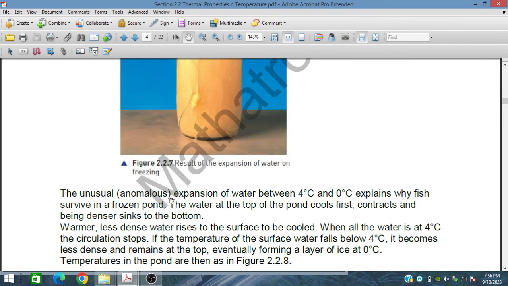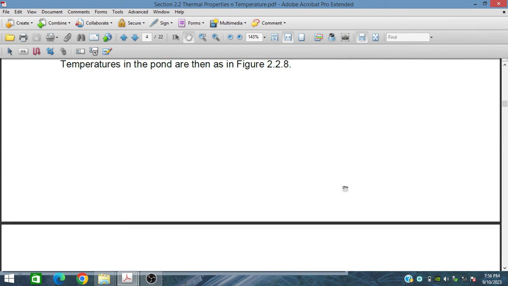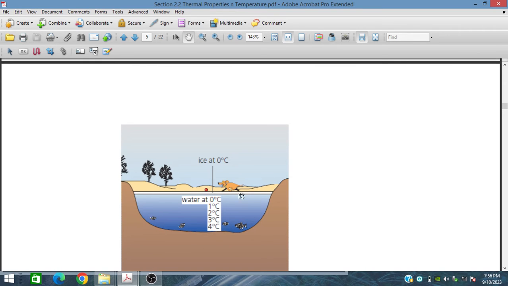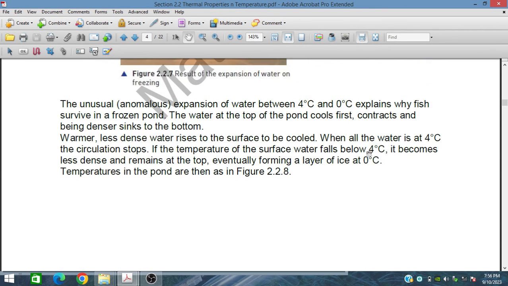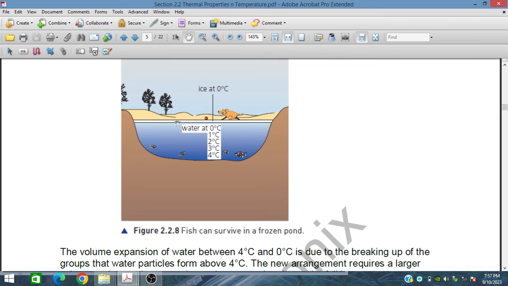The anomalous expansion of water between 4 degrees C and 0 C explains why fish survive in a frozen pond. Why do fish survive? Because the water at the top of the pond cools first, contracts, and being dense sinks to the bottom. With the cooling, the density becomes higher, and that water drops to the lower position.